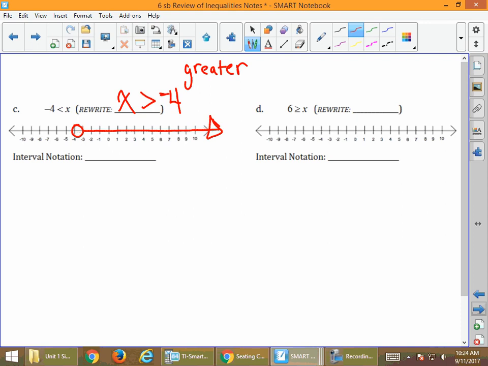Once we identify that, we're going to write this in interval notation. We start on our graph at negative 4. We're going to continue right forever and ever, so we're going to go towards infinity. Infinity always has a parenthesis. Negative 4 has an open circle, so it as well will have a parenthesis. It is not included in our solution there.